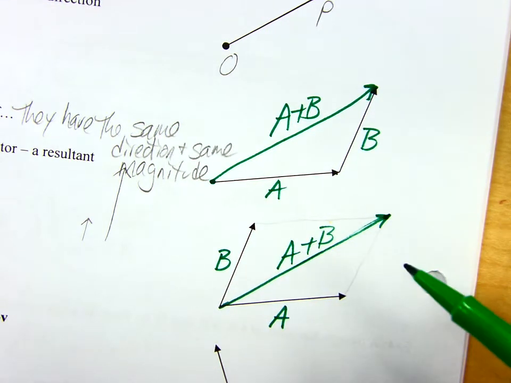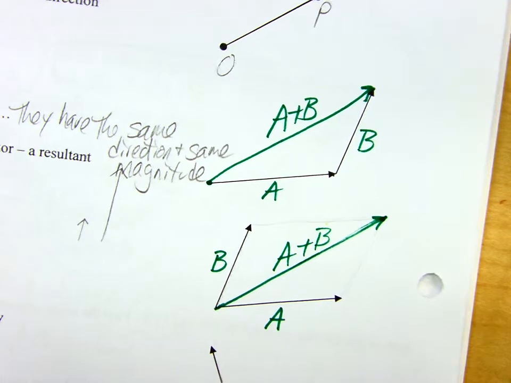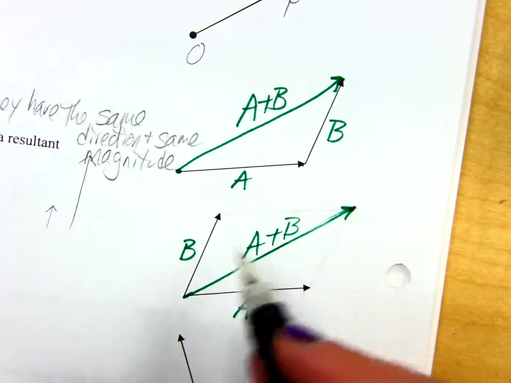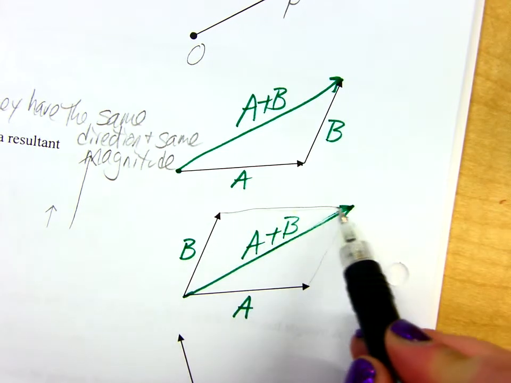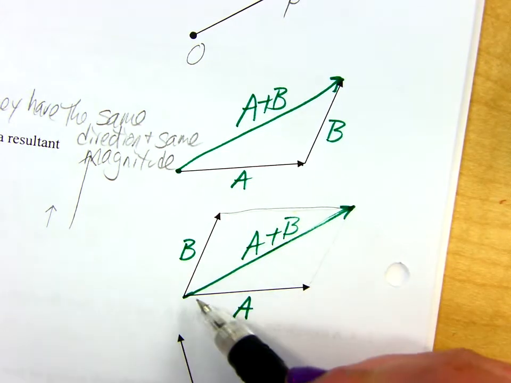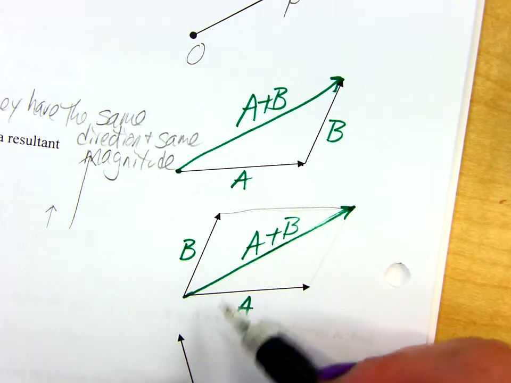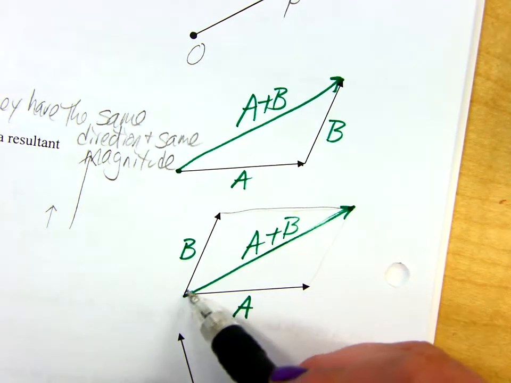Does that make sense? No. I'm not sure what your question is then. Why wouldn't you just draw a parallelogram? I did. So here's why. I'm trying to figure out how to do A plus B, and I can't do the tip to tail method in this case. Well, why not? Because the two tails are joined.